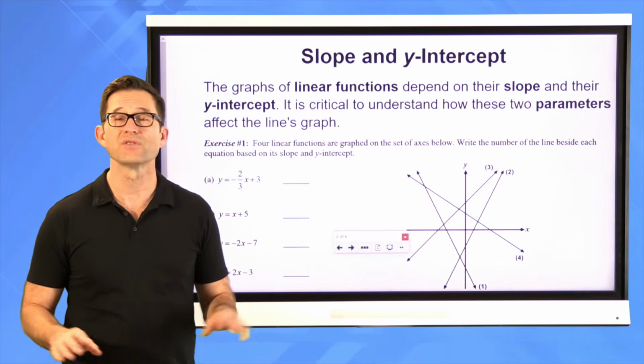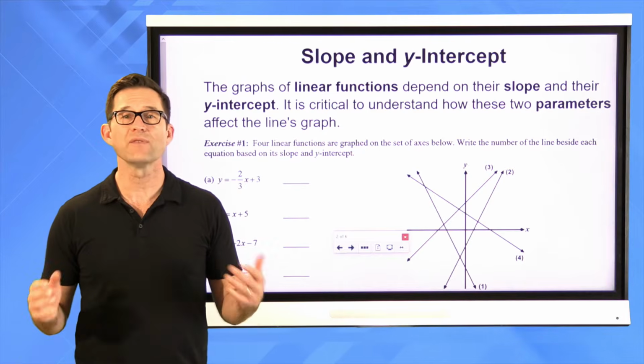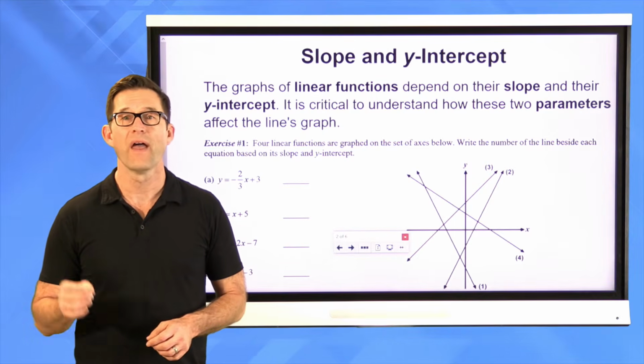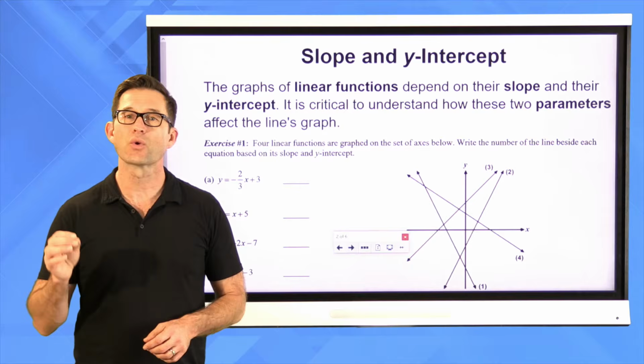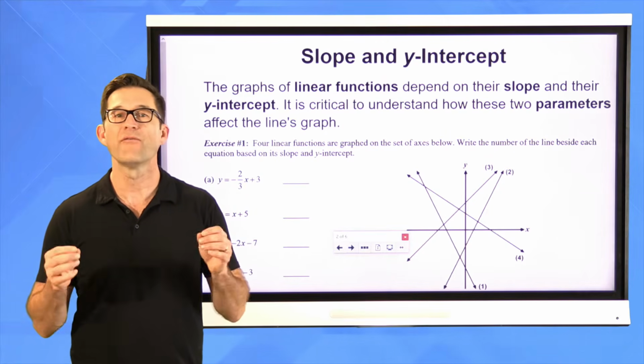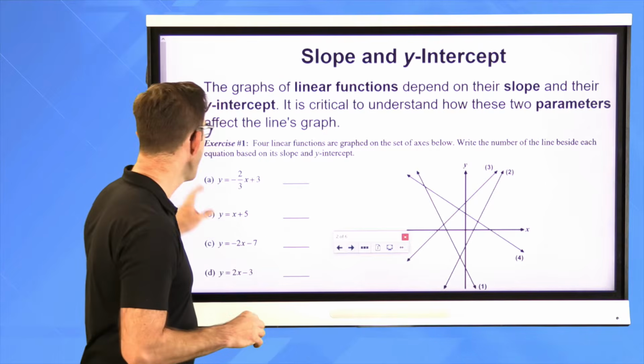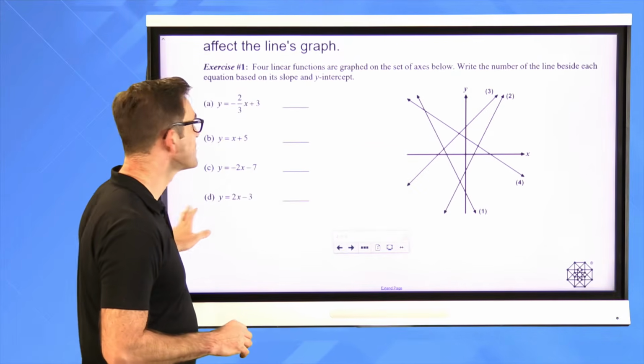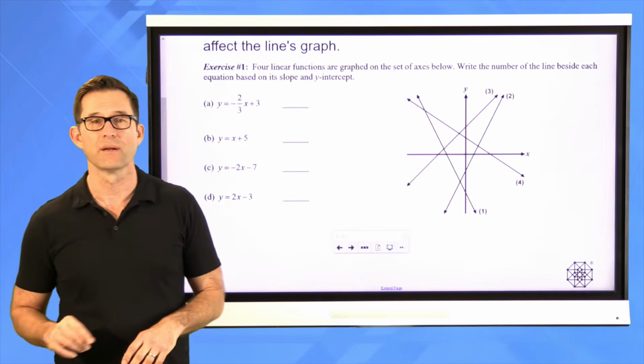Here we go, slope and y-intercept. The graphs of linear functions depend on their slope and their y-intercept. And it's critical to understand how these two parameters, as we call them, affect the line's graph. And a nice way to do that is to start off with a problem like exercise number 1. Let's take a look.